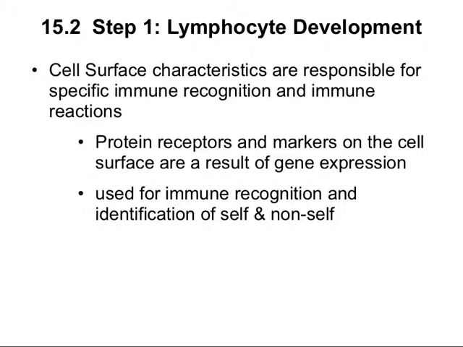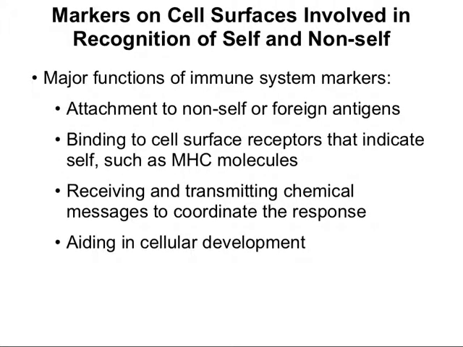And I must admit, it's some pretty complex stuff, but hang in there, spend some time with it, I promise you'll get it. So, a given cell can express several different types of cell markers. Each has a distinct role in detection, recognition, and cell communication. The major functions of the immune system markers are attachment to non-self or foreign antigens. They could be for binding to cell surface receptors that indicate self, such as MHC molecules. We'll spend some time covering those. Receiving and transmitting chemical messages to coordinate the immune response, and aiding in cellular development.